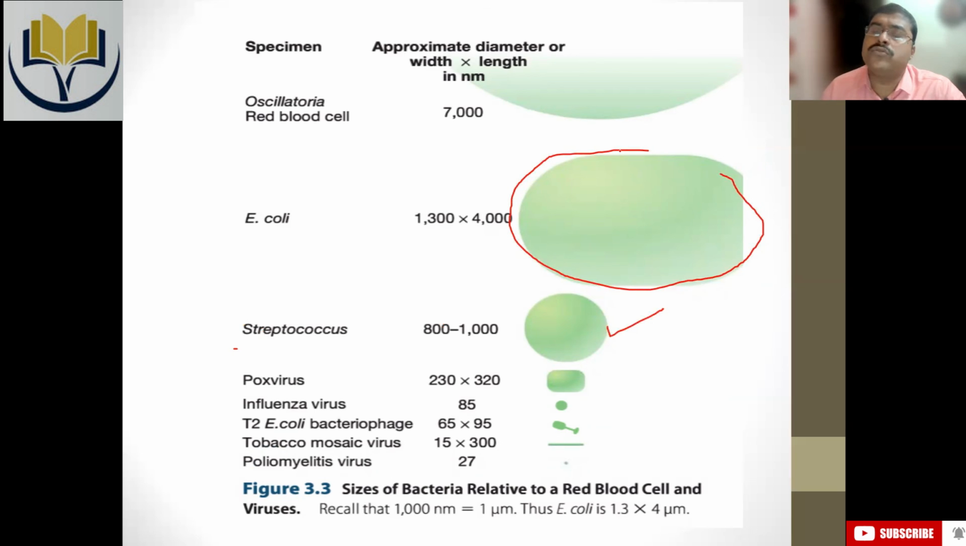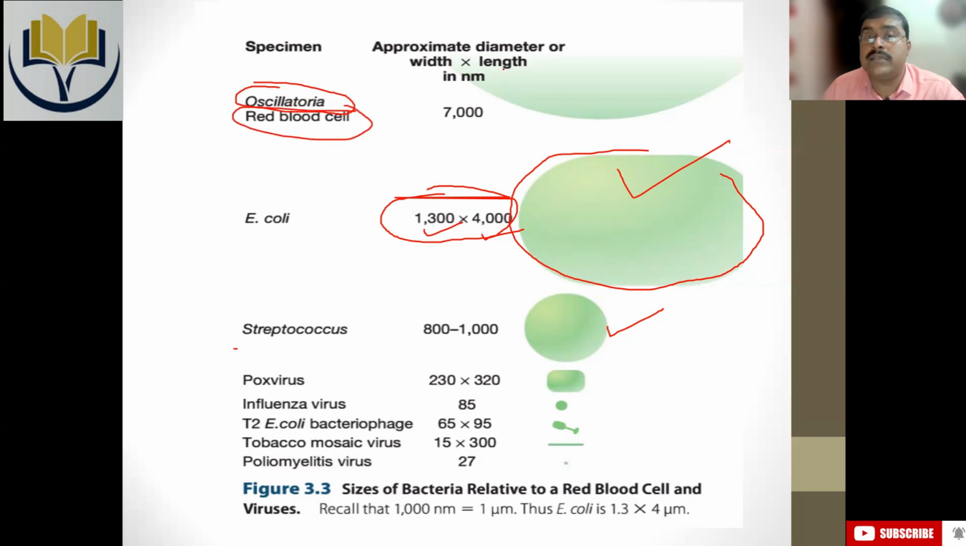As you know, E. coli is a lab bacterium. We generally use E. coli as a model organism. The size of E. coli is 1.3 micrometers to 4 micrometers. So this is quite a good size for a bacterium. If we look at Oscillatoria, which is a bacterium, its size is comparable with the red blood cell size, that is quite large.